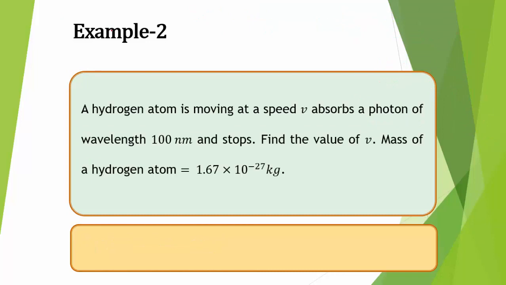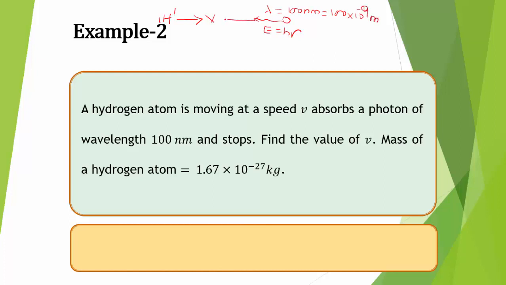Okay, the next problem is a hydrogen atom moving at a speed v. This is the hydrogen atom, moving at a speed v, and the photon is moving in this direction. It is in the form of E equals h nu. It has a certain wavelength, lambda equal to 100 nanometer, that is 100 into 10 to the power of minus 9 meter.